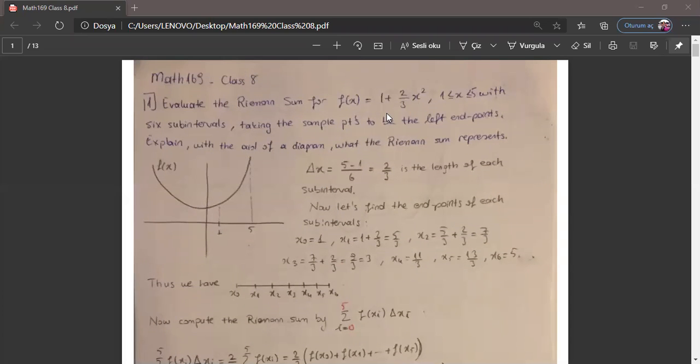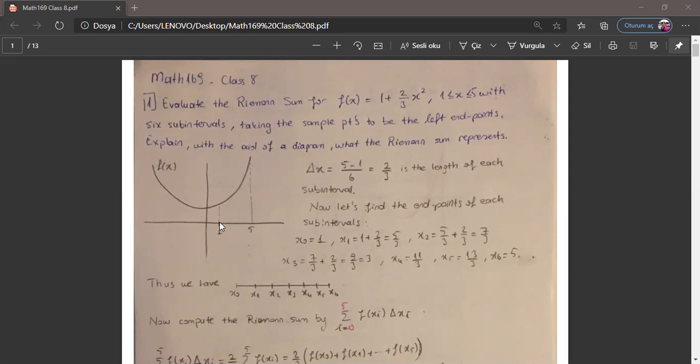So we need to first find the length of subintervals. At the end we will obtain the same subintervals, so each of their lengths will be equal to each other. If we denote it by delta x, delta always means the distance in mathematics. That's why we denote it by this.